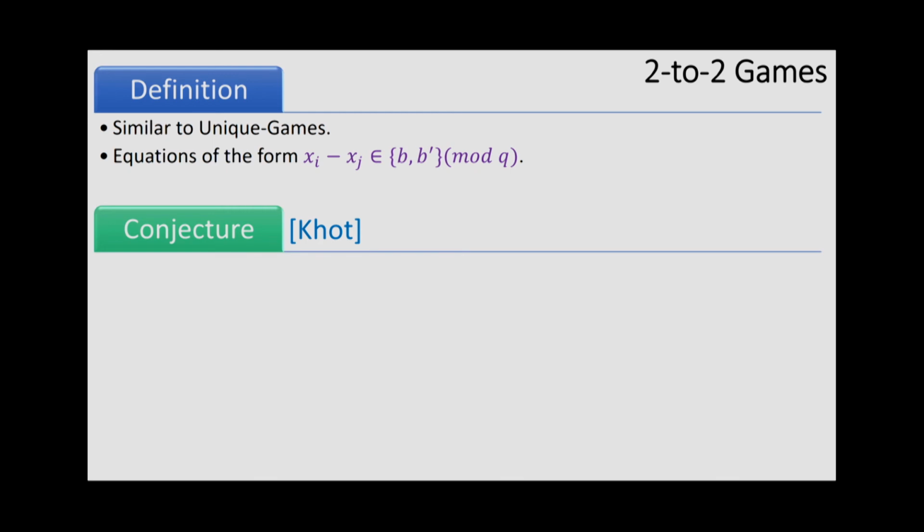And for this problem, Khot also made a conjecture in the same paper. And he conjectured that for every epsilon greater than 0, there is some alphabet size such that if I give you a 2-to-2 game instance, it's NP-hard to tell whether it's fully satisfiable or at most epsilon satisfiable.